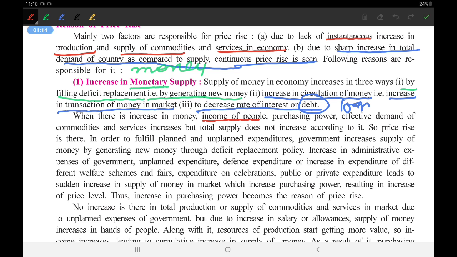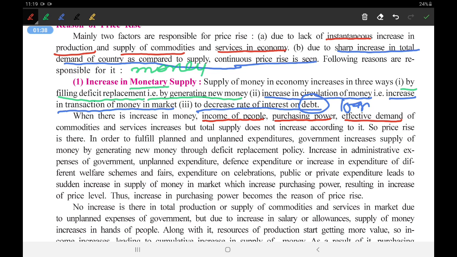The income of the people, purchasing power. Now what is purchasing power? Purchasing power means capacity to purchase more things. Suppose my salary is say 20,000 rupees. Then I will be able to go to a good restaurant. But just imagine my salary is 2000 rupees. Then I won't be able to go to a good restaurant with my family. So that is called purchasing power, the power or spending capacity.